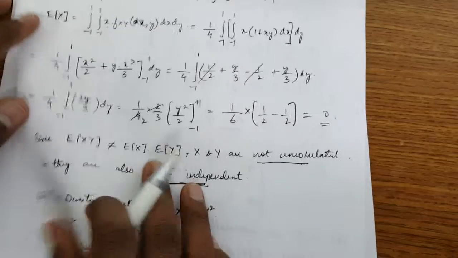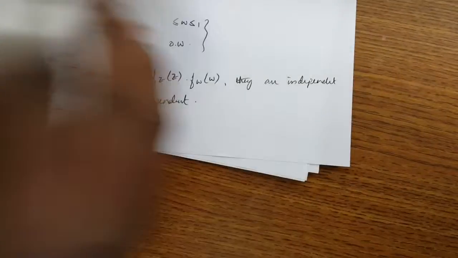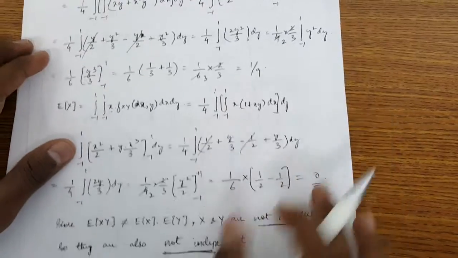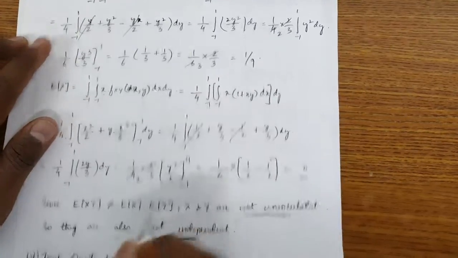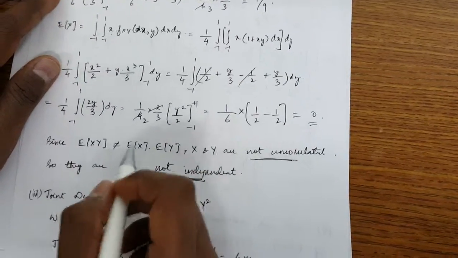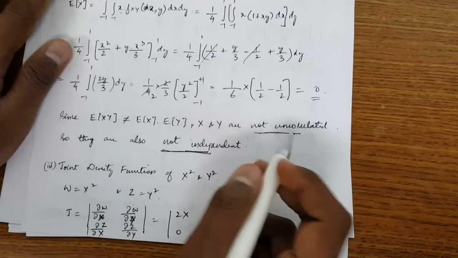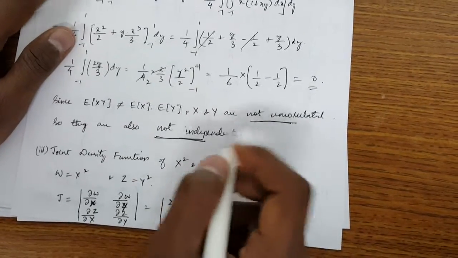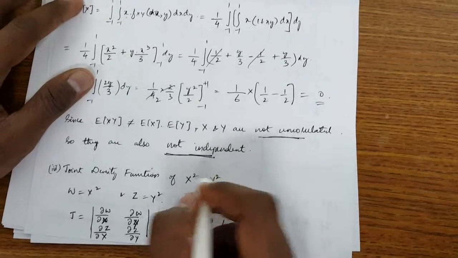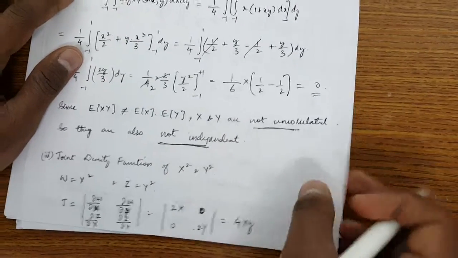So since we got a positive value for E of xy, but E of x is just 0, E of xy is not equal to E of x into E of y, so they are not uncorrelated. Since they are not uncorrelated, they are also not independent.